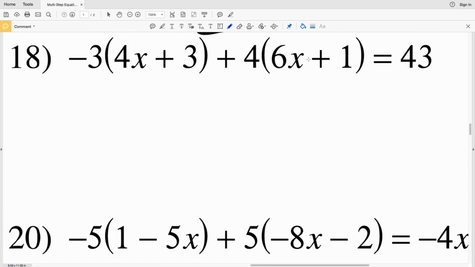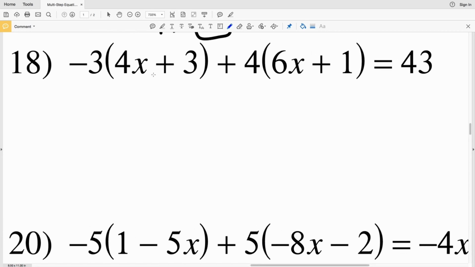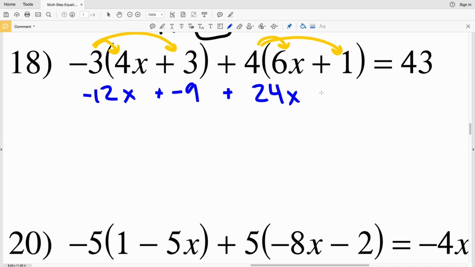Number 18, we have negative 3 times 4x plus 3 plus 4 times 6x plus 1 equals 43. Again, we're going to start by distributing. So we're going to get negative 12x plus negative 9 plus 24x plus 4 equals 43.